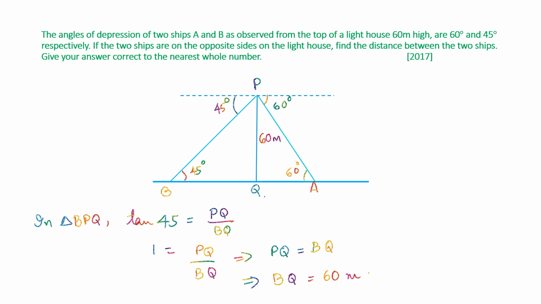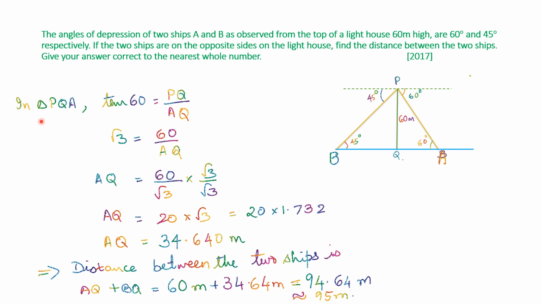We have two right angle triangles over here. This is one right angle triangle. This is the other right angle triangle. So in triangle BPQ, I'm getting tan 45 is equal to PQ upon BQ. So tan 45 is equal to 1. So PQ is equal to BQ. So this is 60 meters, that is BQ. Now the beauty about 45 degrees is that whenever you see 45 degrees, you know that the opposite side and the adjacent side are going to be equal, because tan 45 is equal to 1. Let's go to the next triangle.